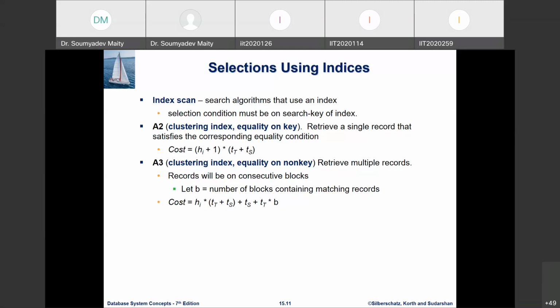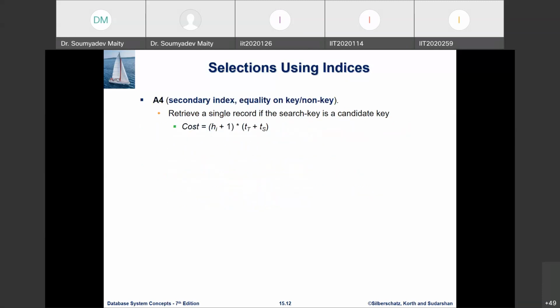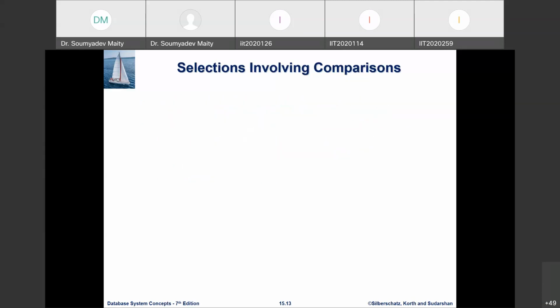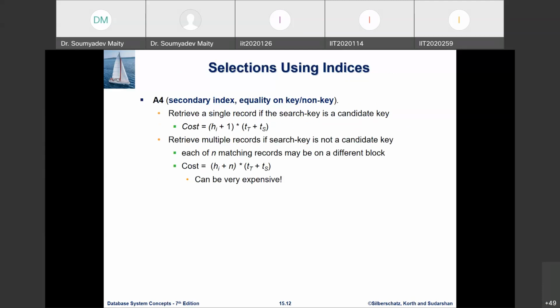Okay. Now we move to the next algorithm. Now suppose you have a secondary index. You do not have a primary index. Now you have a secondary index and you have to check the equality condition, the selection condition is an equality condition, maybe on a key attribute or maybe on a non-key attribute. Now you have a secondary index, meaning what? That the file is not sorted. The records are not in order of the search key.